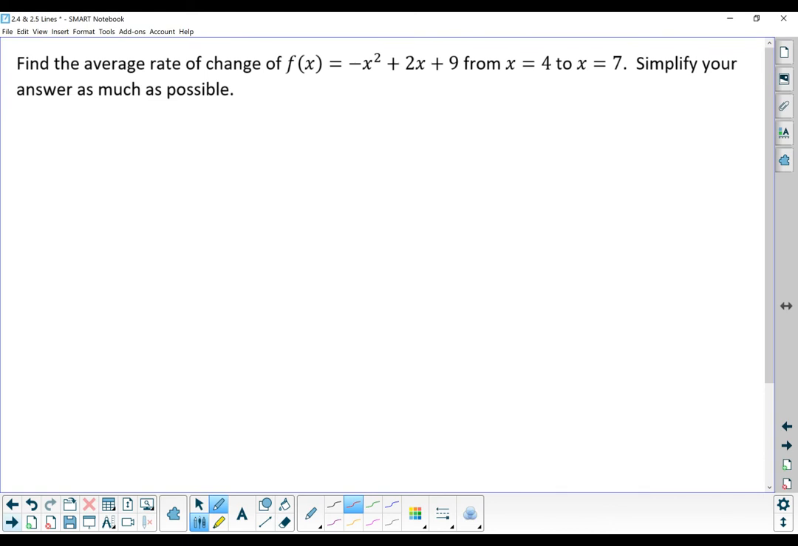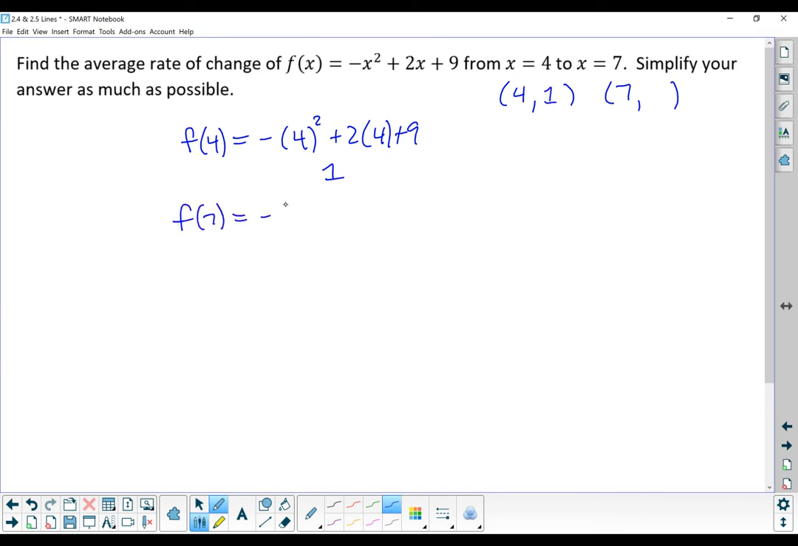So we want to find the average rate of change of this parabola between 4 and 7. So we need to know the y values. Essentially, we just want to think about 2 points on this graph, 4 something and 7 something. So if we sub in 4, f of 4 is negative 4 squared plus 2 times 4 plus 9. And that is 1. So one of the points on that parabola is 4, 1.